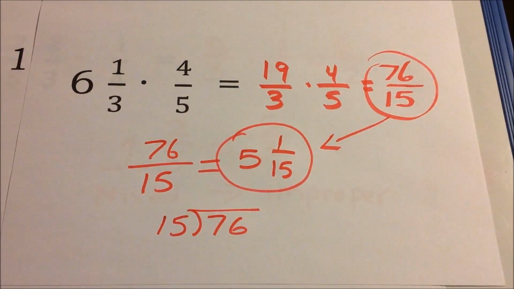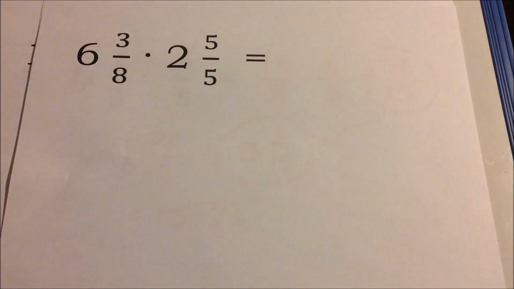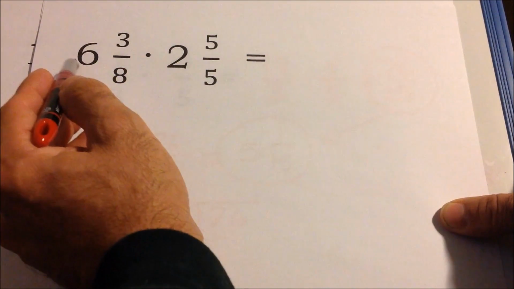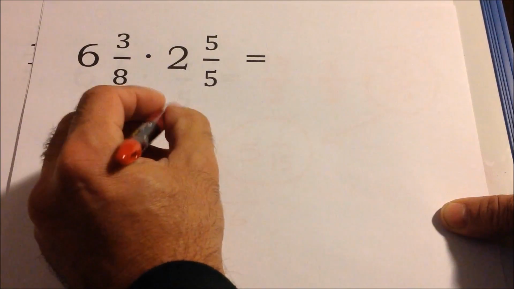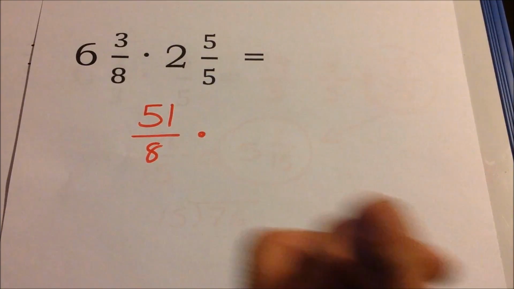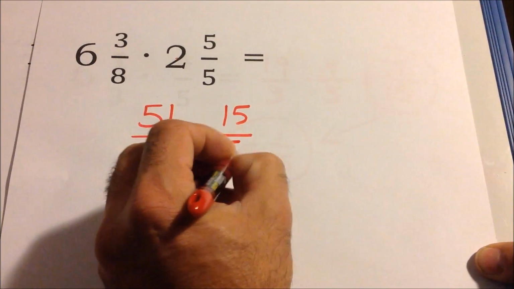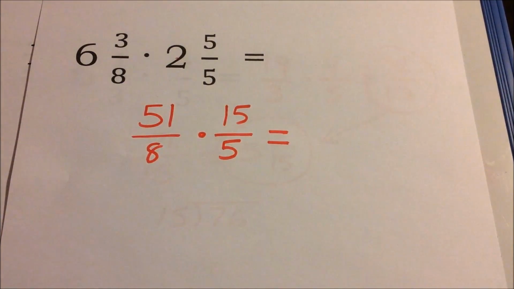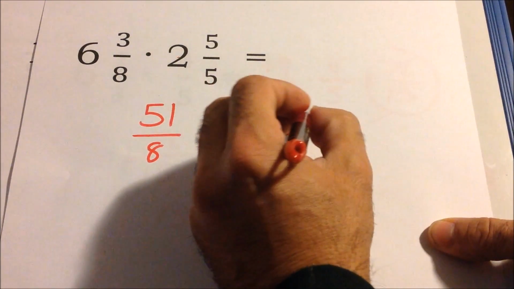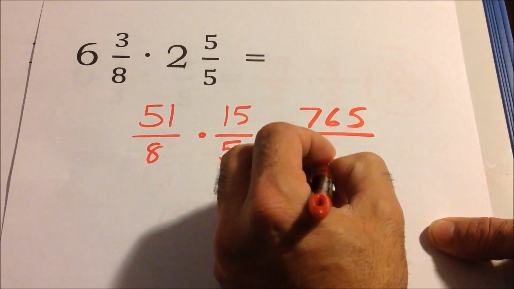Okay, what if we had two mixed numbers? Try that one. Don't forget, pause the tape. Okay, so we have 8 times 6 is 48, plus 3 is 51, so we have 51 over 8, times what? Well, 5 times 2 is 10, plus 5 is 15, 15 over 5. So what would the final answer be? Okay, so we're going to get a big number over here. All right, so we're going to have 765. Remember, multiply across on both, over 40.